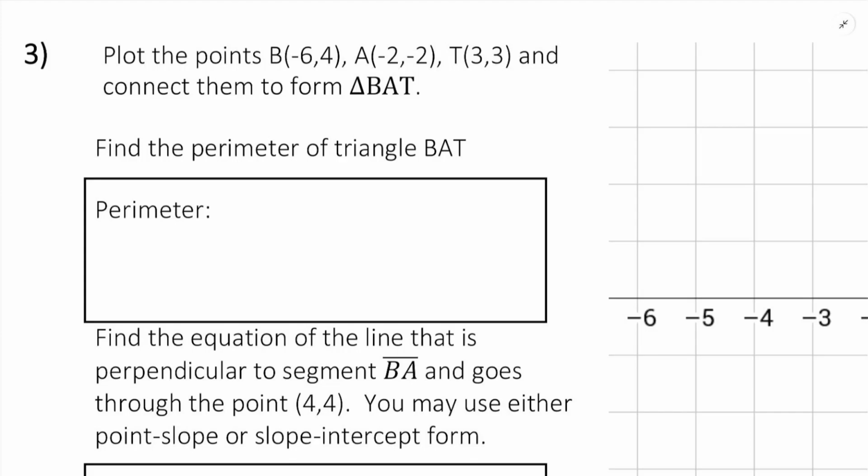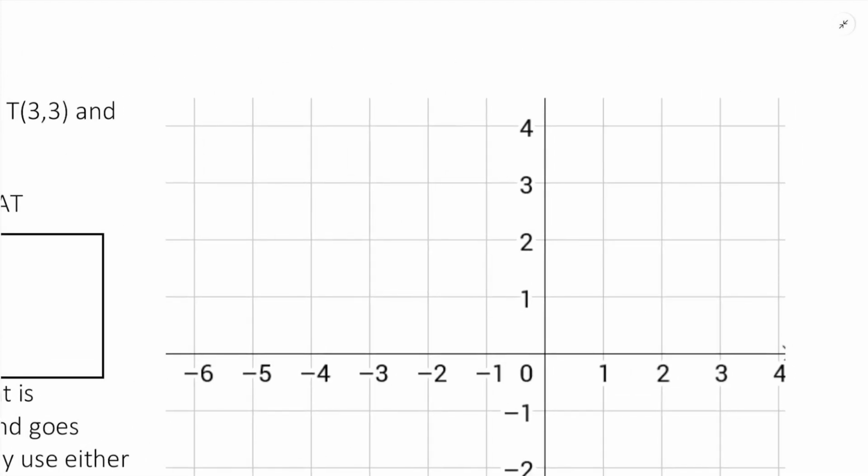For question 3, we're given 3 points, points B, A, and T, and we're asked to plot them and then connect them to form triangle BAT. So let's go ahead and plot those points. B is at -6, +4. This is the point B.